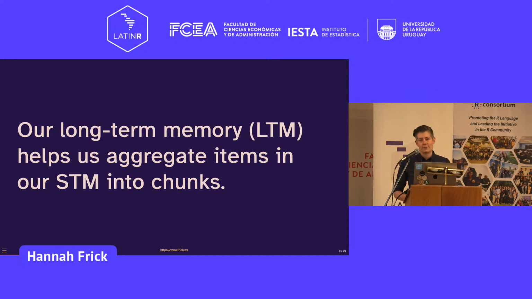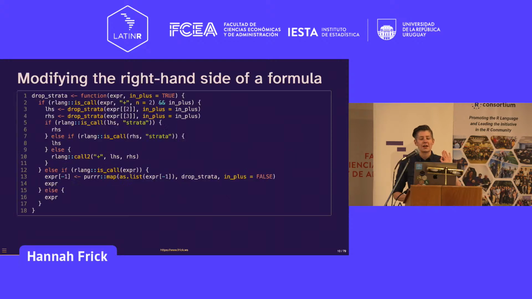So now I've warmed you up, basically. And now we're gonna read a third part. So this is a function that modifies the right-hand side of a formula for reasons. And the thing that you might want to spot when you're trying to read this is that we're defining a function called drop strata, and then we're going to call drop strata multiple times in this. AKA, we've built ourselves a recursive function. And if you're like, oh no, welcome to the club.